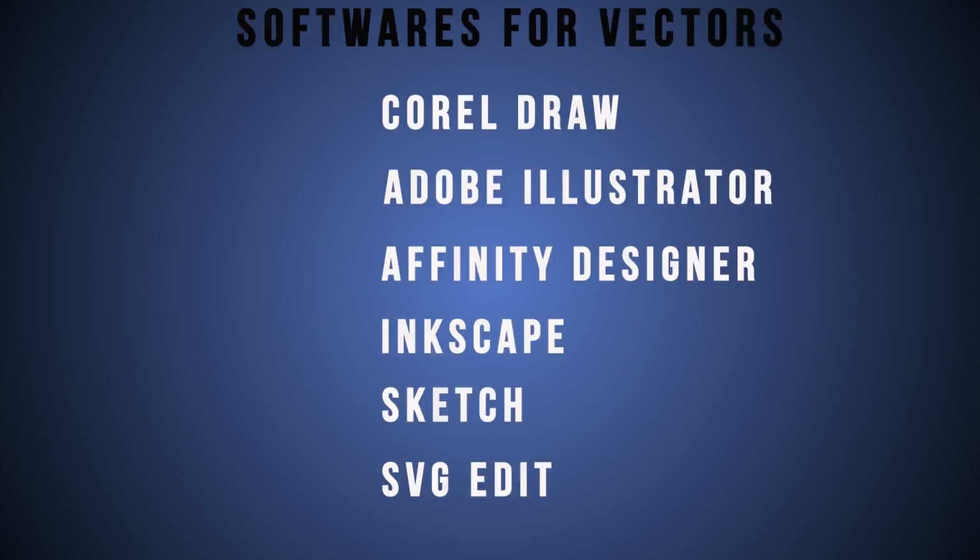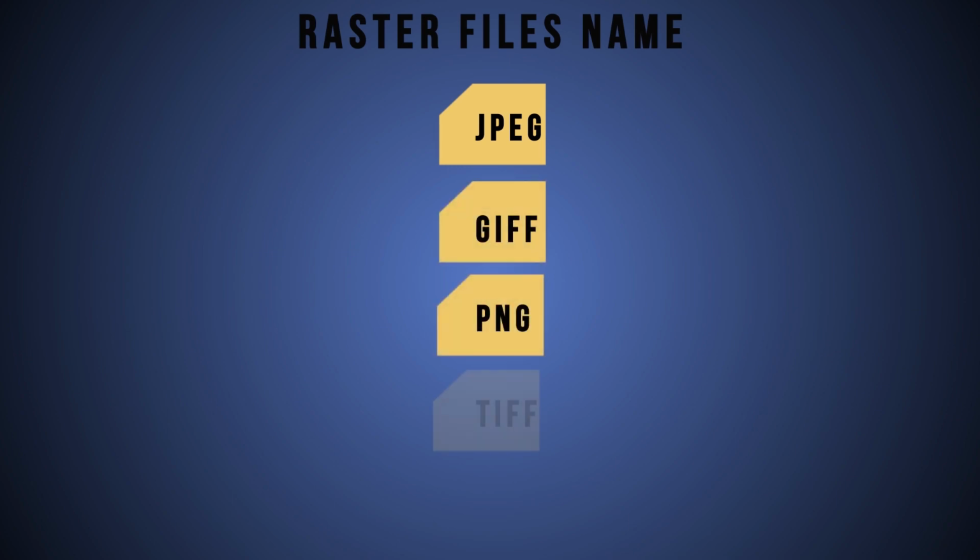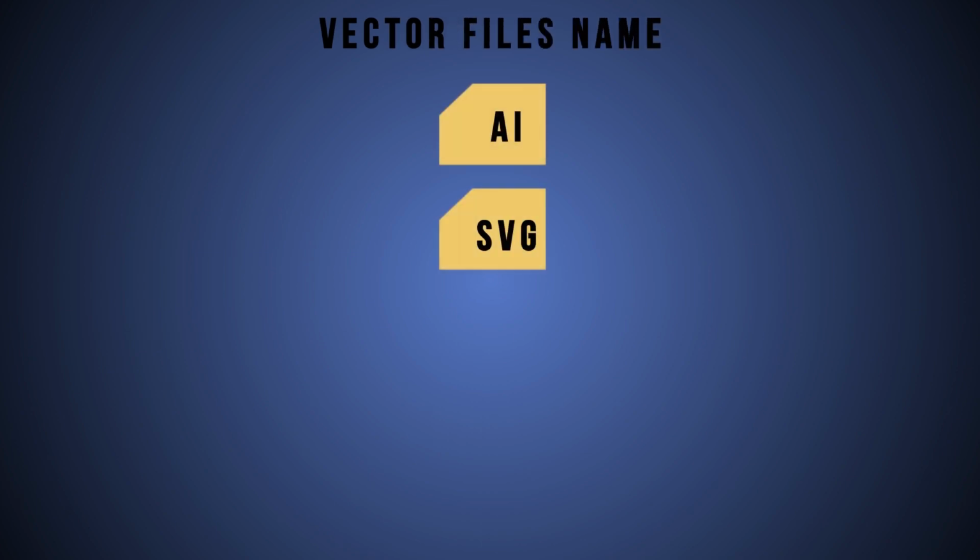Now let's know the names of different vector and raster files. The names of raster files are JPEG, GIF, PNG, TIFF, Bitmap. And the different names of vector files are AI, SVG, EPS, etc.